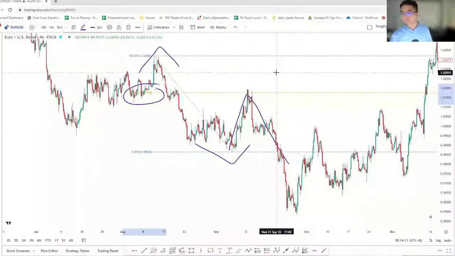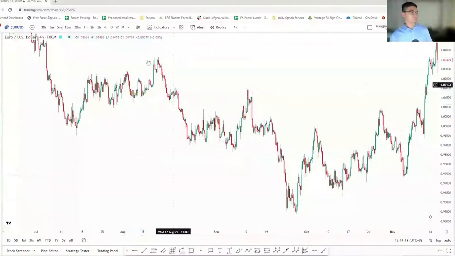Everything works well. Hey, hi there, Sion Onyen Ni. Hi there. Let's move on towards the 1 hour chart.